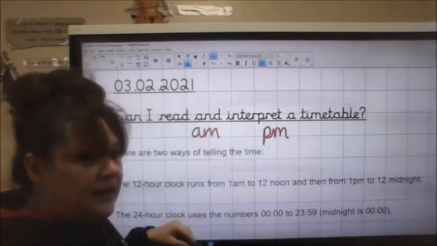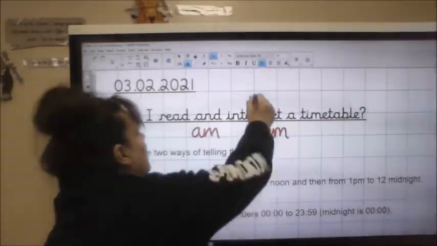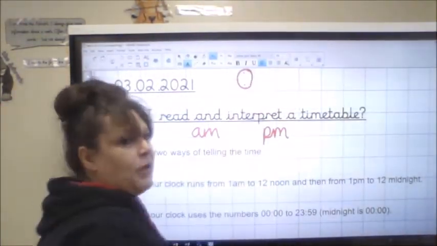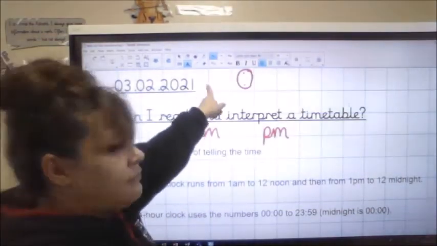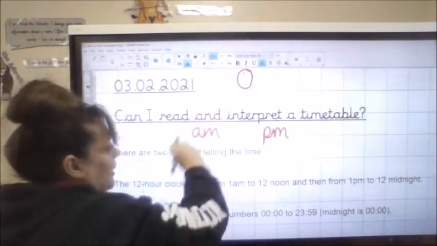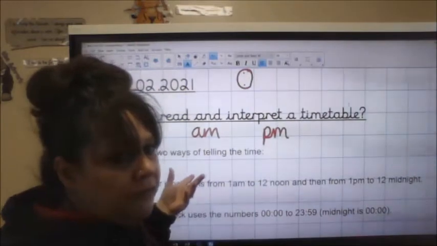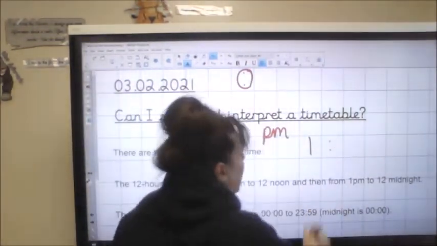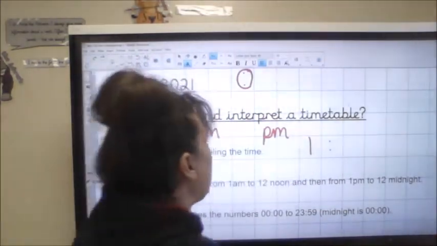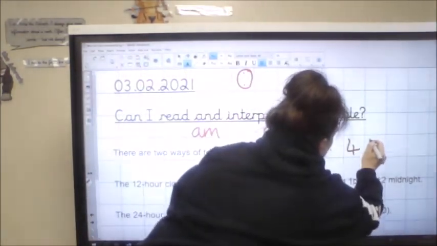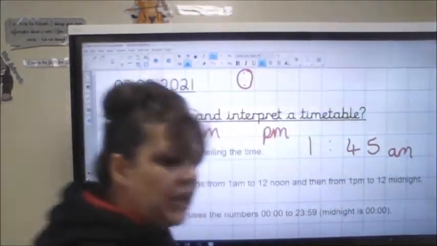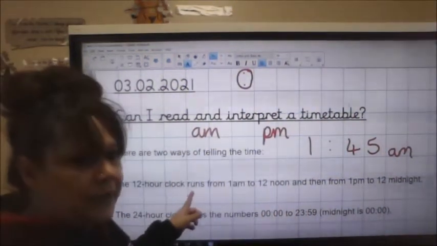Now, to separate the hours and the minutes, we have a little symbol that looks a bit like a colon. That separates the hours from the minutes. So if I was writing 1:45 a.m., there's my hour, 1 hour. I've got my little symbol, and then 45, and then I've put my AM, so you know that I am dealing with in the morning.